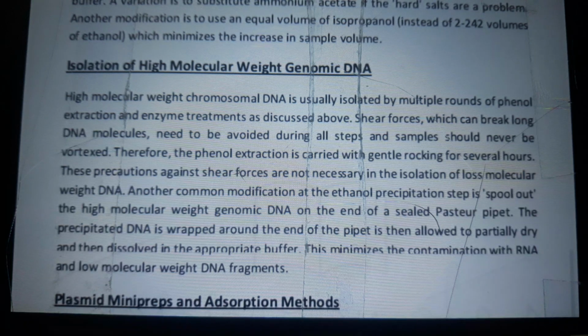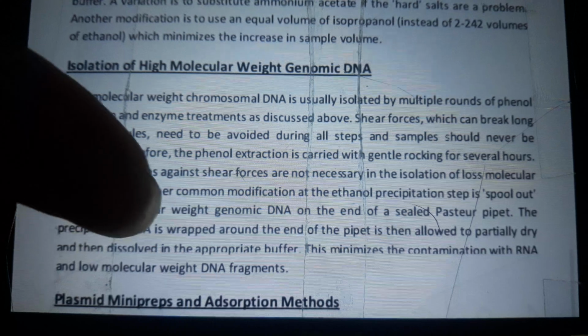The pellet is rinsed with 70% ethanol to remove any excess salts, dried and dissolved in the appropriate buffer. A variation is to substitute ammonium acetate if the sodium salts are a problem. Another modification is to use an equal volume of isopropanol instead of 2 to 2.5 volumes of ethanol, which minimizes the increase in sample volume.